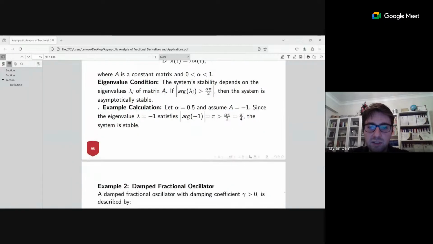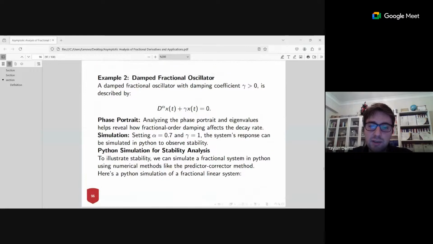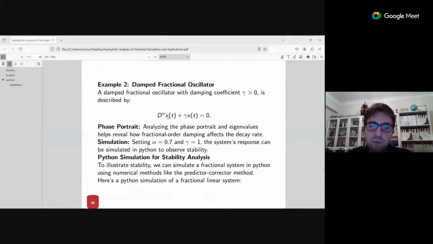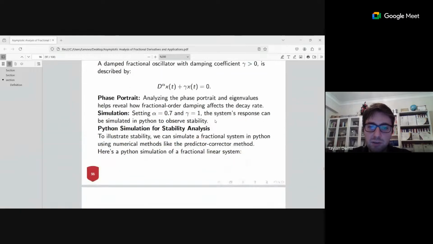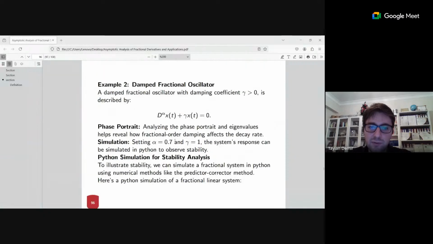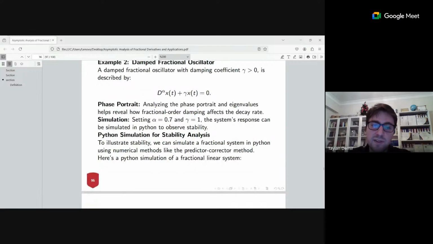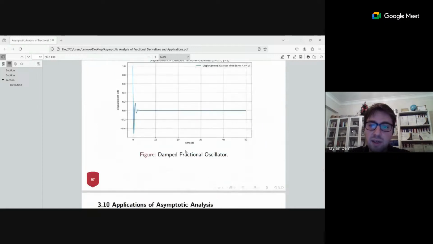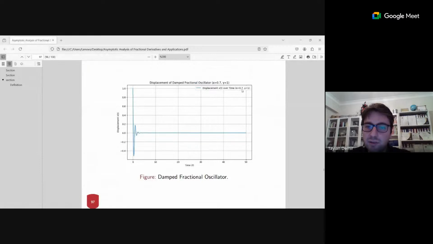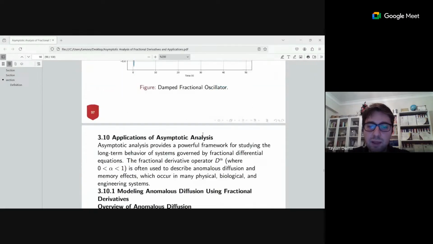To understand stability of a fractional linear system, this is another example of the damped fractional oscillator. For example, if our fractional derivative order equals 0.7, and if our constant gamma is equal to 1, the system's response simulated in Python gives us this result. And if our derivative order is different, our graphical results are different according to this definition.